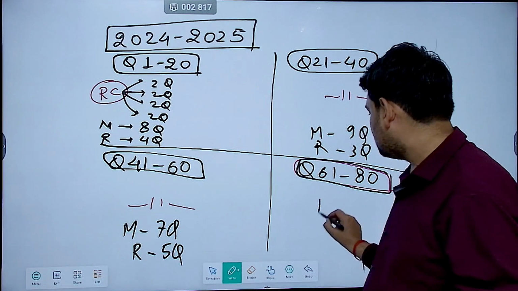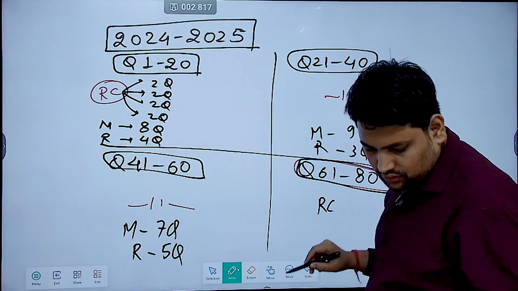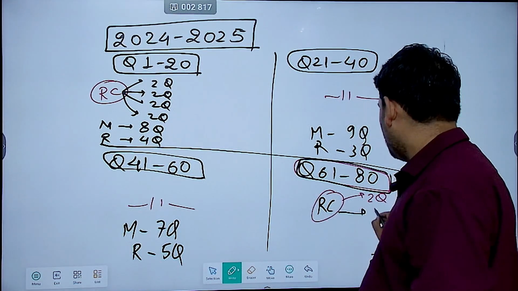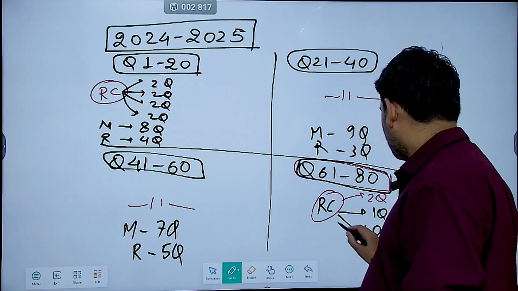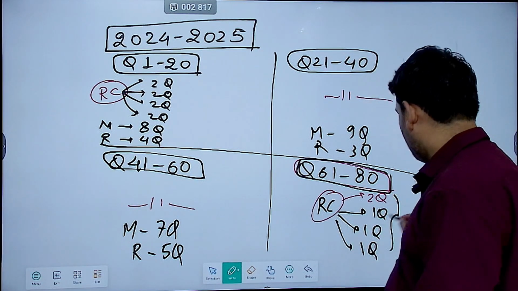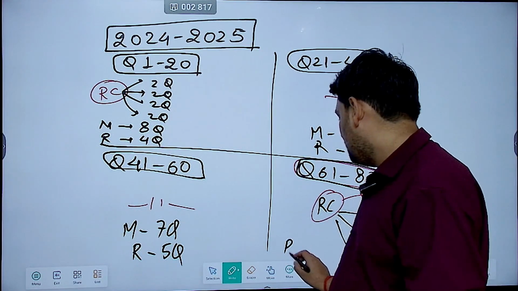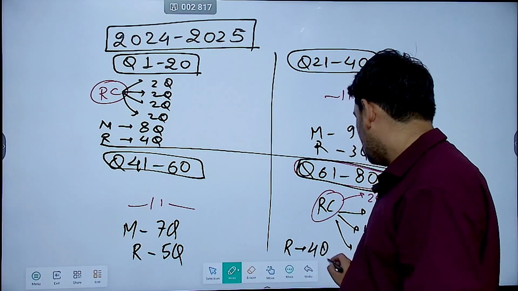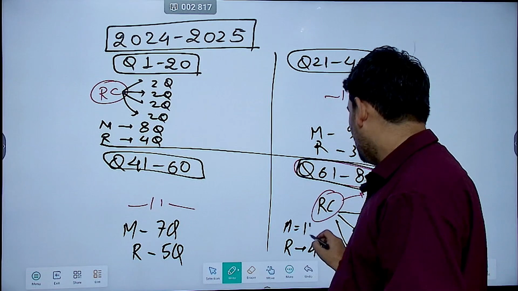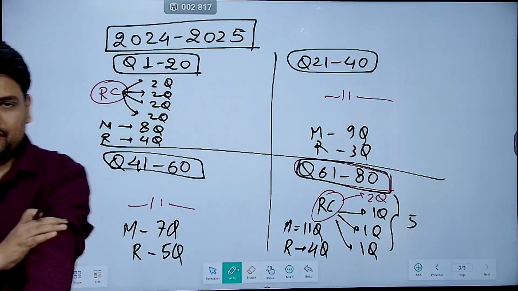In this we had RCs. The first RC had 2 questions and the other 3 had 1 question each. So only 5 questions were there from RCs in this last section. Again, the reasoning was 4 questions and the remaining 11 questions were from mathematics. So this was the broad pattern.